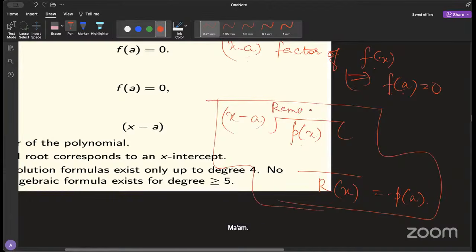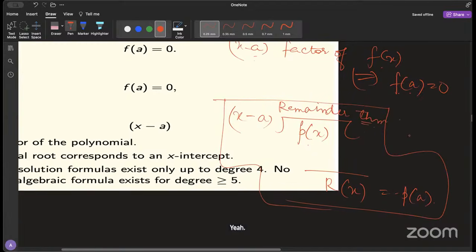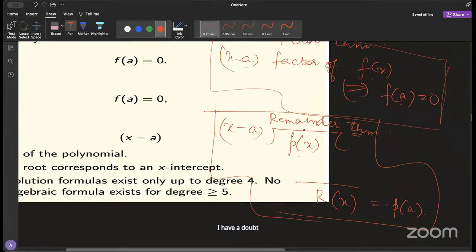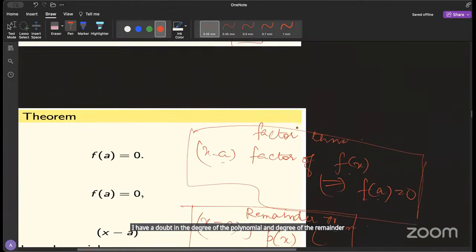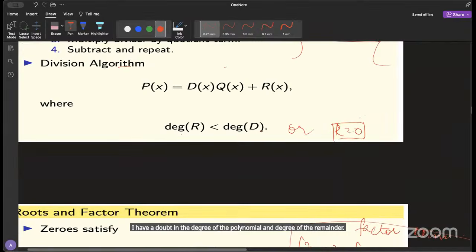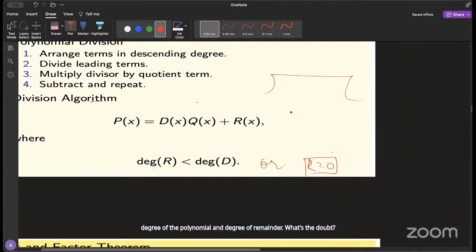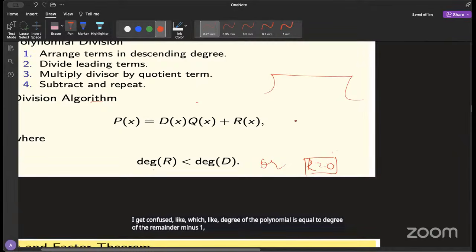Ma'am, once again. Do we have a doubt here? Ma'am, can you please give an example of this theorem? Yes, I have a doubt in the degree of the polynomial and degree of the remainder. What's the doubt? I get confused, like the degree of the polynomial is equal to the degree of the remainder minus 1. Those things confuse me.